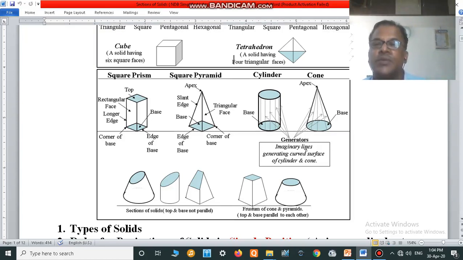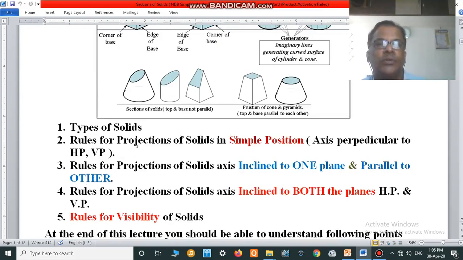Similarly, for the cylinder and cone, these are the additional generators. These are the lines which we require. For the cylinder, there is one circle at the top and a circle at the bottom. While for the cone, there is a circle at the bottom, that is the base, and the apex is there, and the apex is joined here. And then different types of sections we can see: section of cone, section of cylinder, section of pyramid.